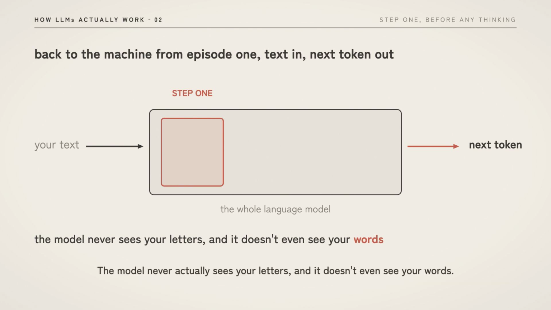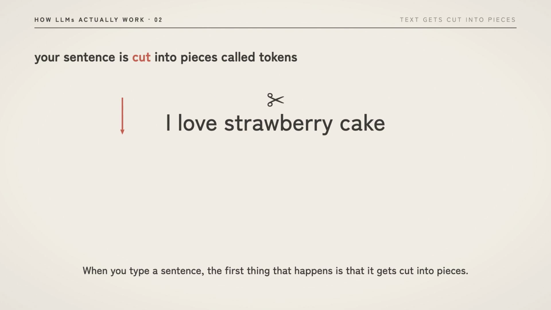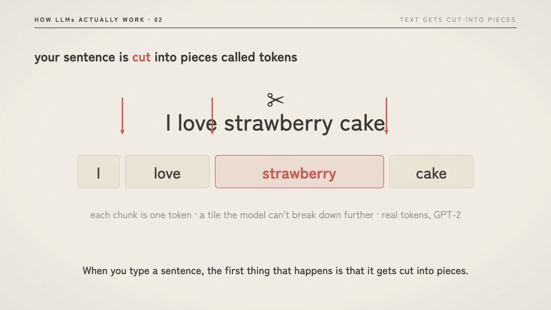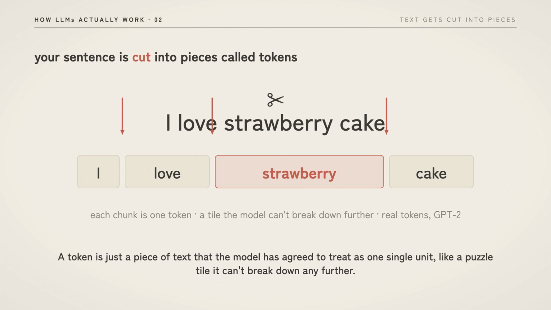The model never actually sees your letters, and it doesn't even see your words. When you type a sentence, the first thing that happens is that it gets cut into pieces. Take "I love strawberry cake." You read that as a few words made of letters. The model gets handed a short row of chunks instead, and each chunk is a token. A token is just a piece of text that the model has agreed to treat as one single unit. Like a puzzle tile, it can't break down any further.